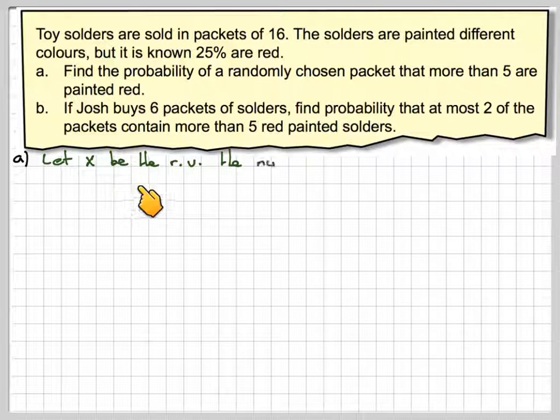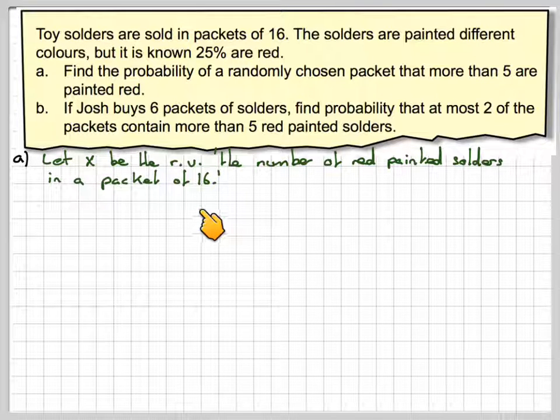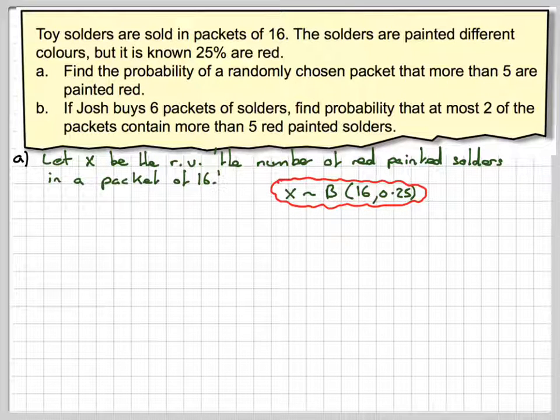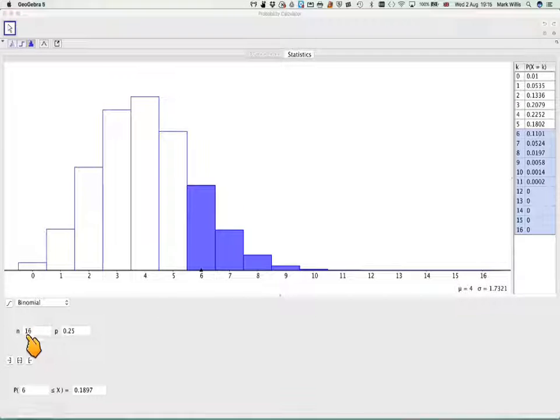So let X be the random variable, the number of red painted soldiers in a packet of 16. So n will be 16 and the probability of success will be 0.25. We want the probability that X is more than 5, that's the probability that X is greater than or equal to 6. So if we go to our GeoGebra applet, and I've already set up 16 and 0.25, X greater than or equal to 6 gives me this answer here.